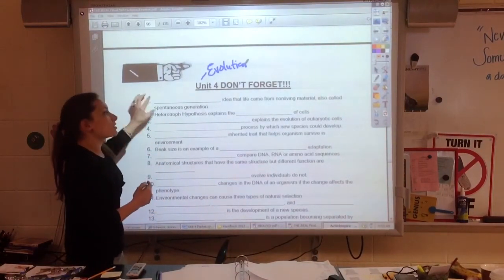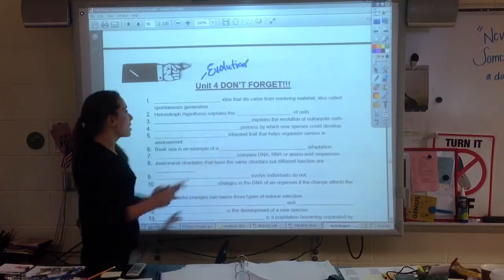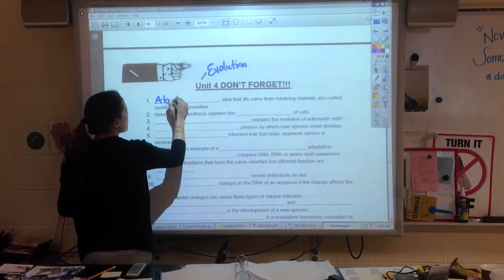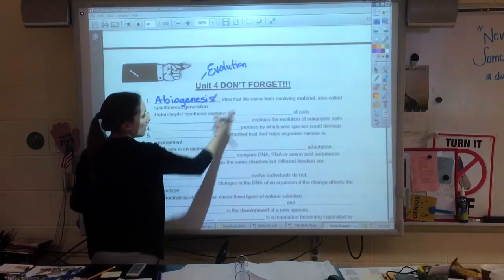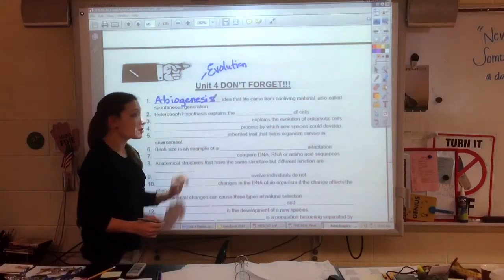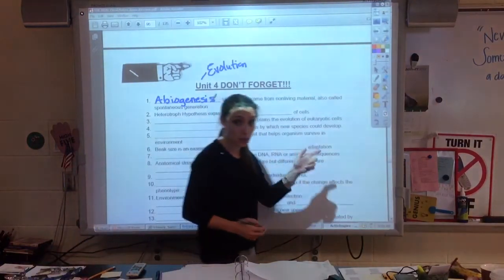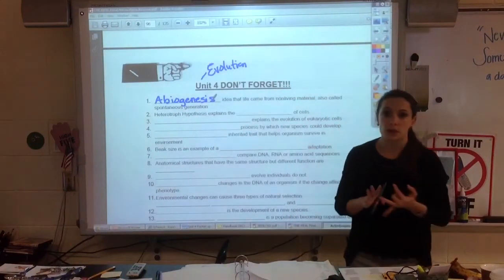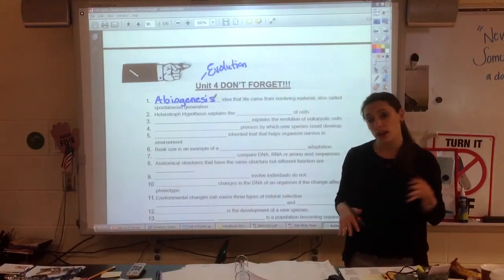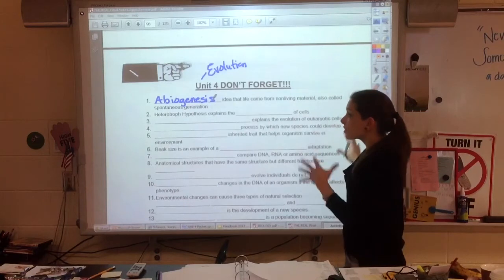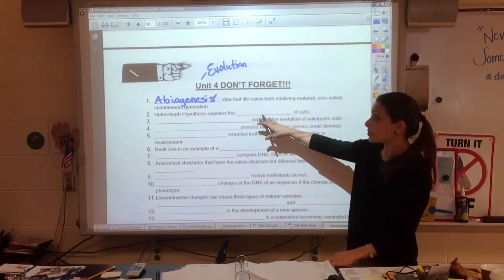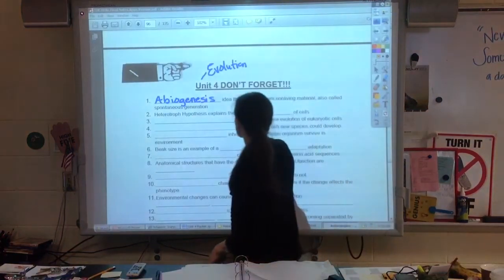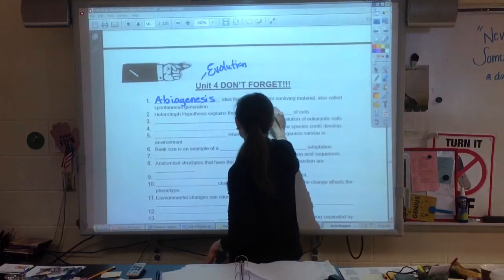If we go all the way back to where life first came from, the theory of abiogenesis is that life came from non-living materials, specifically molecules. So lipids formed and carbs formed and proteins and nucleic acids formed, and then those formed the very first cell. The heterotroph hypothesis is going to explain the evolution of cells.